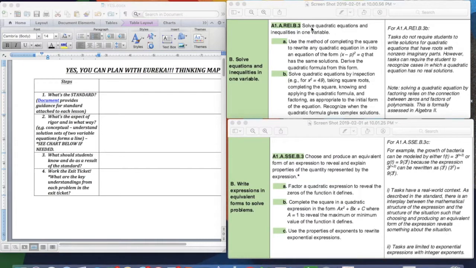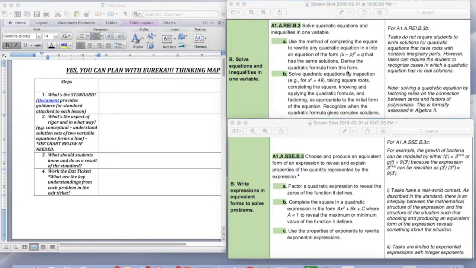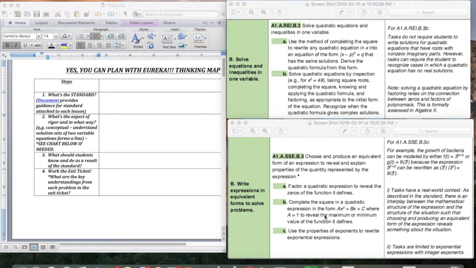If we look here, it says solve quadratic equations and inequalities in one variable and use the method of completing the square to rewrite any quadratic equation in x into an equation of the form (x minus p) squared equals q that has the same solutions. Derive the quadratic formula from this form. Also, if we're looking at A1.SSE.B3B, complete the square in a quadratic expression in the form ax squared plus bx plus c, where a is equal to 1, to reveal the maximum or minimum value of the function it defines.